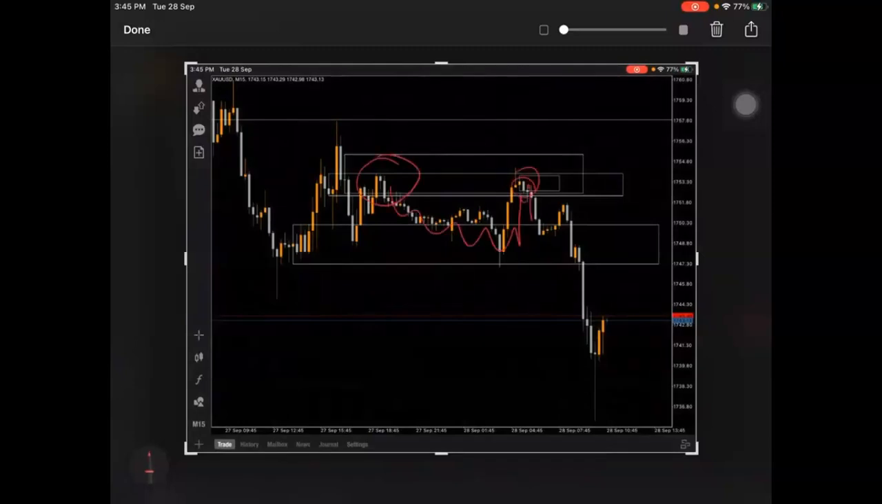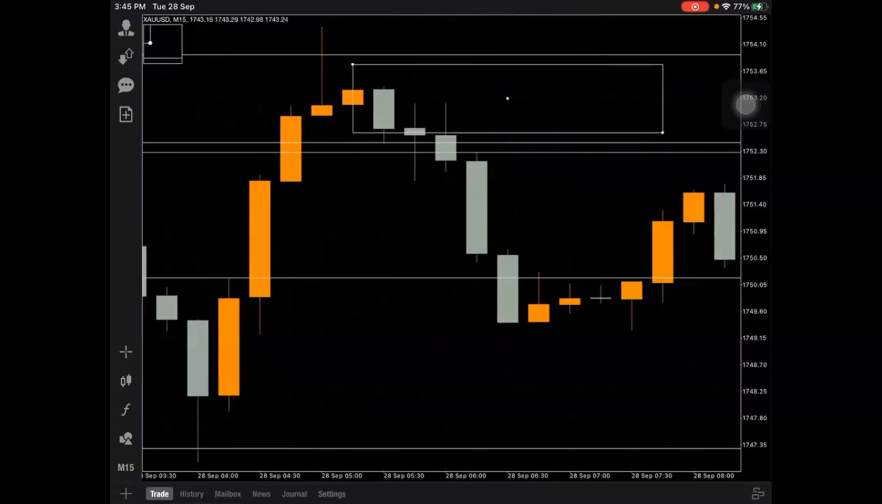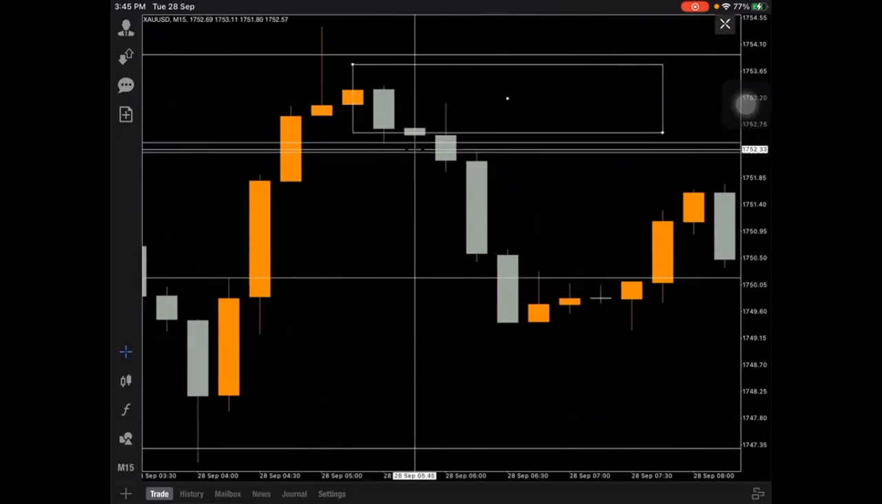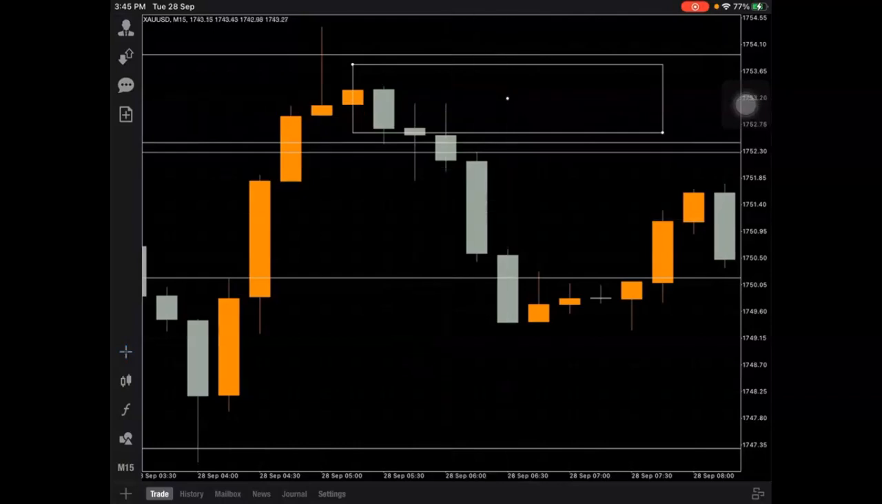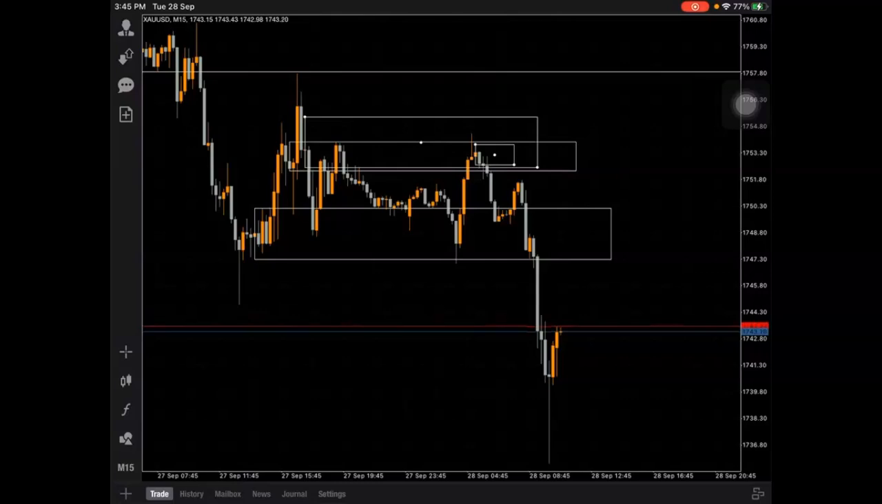Entry here, just entry here, because actually there's a pullback already. Sometimes price never pulls back, but sometimes it does. See, price breaks over here, engulfing sell. Price pulls back, drops. Very simple. Now let me give you one more last example.